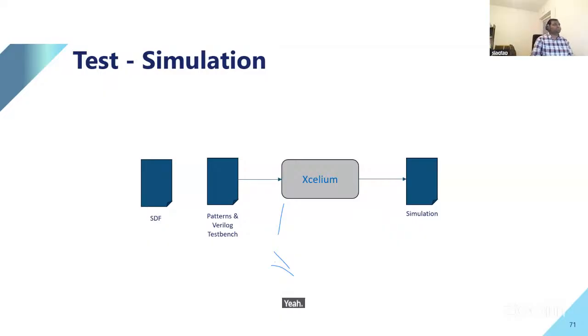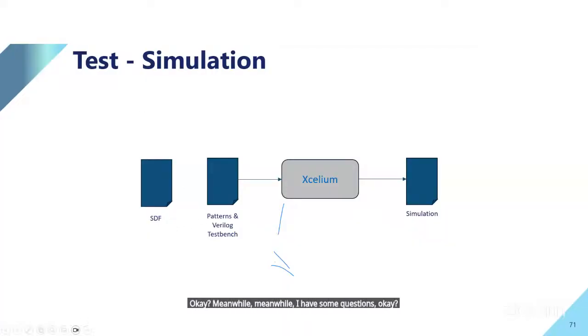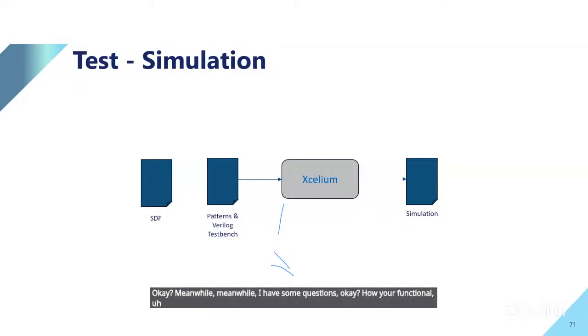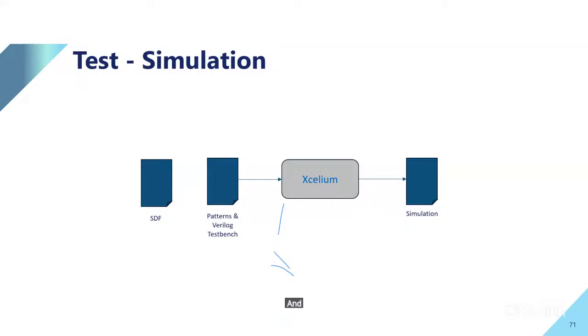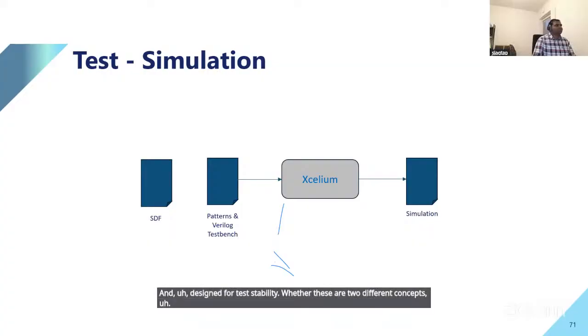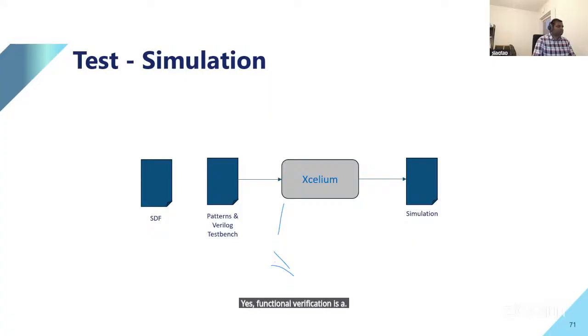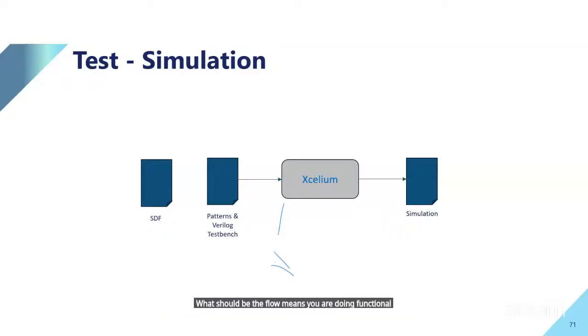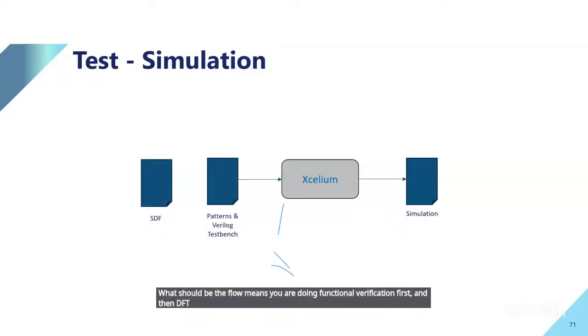Sorry. Meanwhile, I have some questions. How are functional verification and design for testability, whether these are two different concepts? Tell me. What should be the flow? Means you are doing functional verification first and then DFT, or DFT first and then functional?